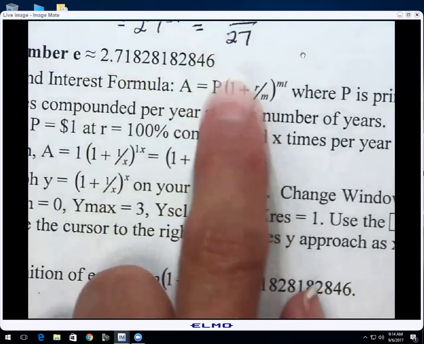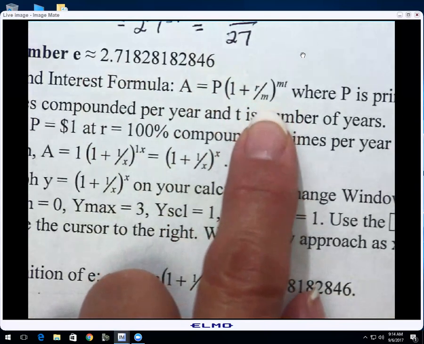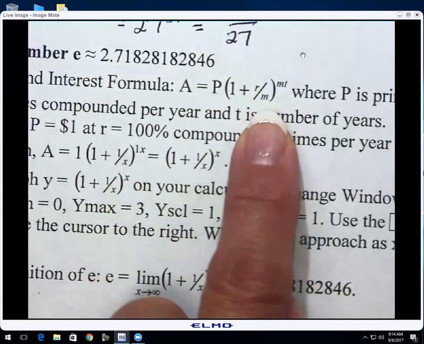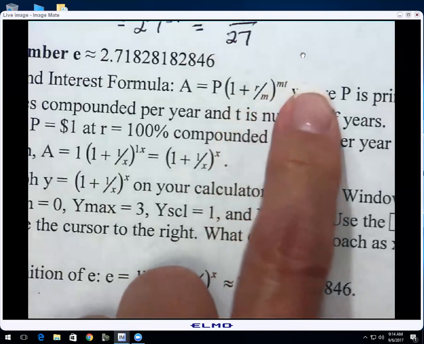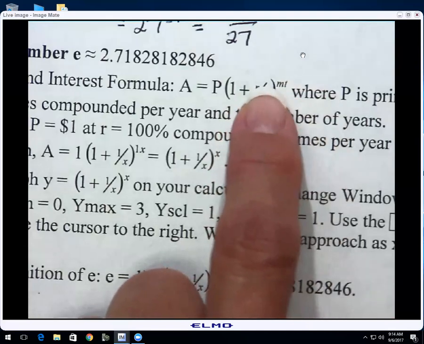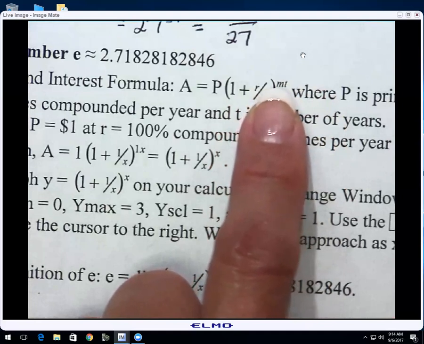P times 1 plus R, where R is your interest rate written as a decimal, divided by N. N is the number of times compounded per year, and the bigger N is, the bigger this expression grows. It's raised to the N times T. If your money is compounded, for example, quarterly, that means how many times a year? 4 times a year for, let's say, 5 years. Then that exponent would be 4 times 5. 20 would be the total number of times compounded.